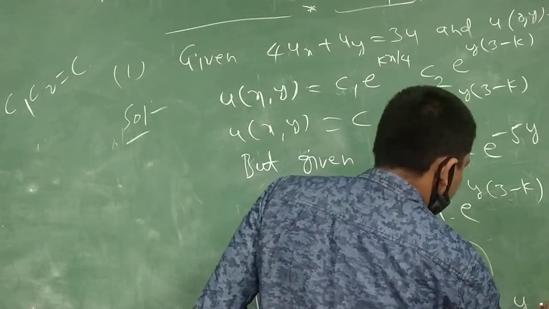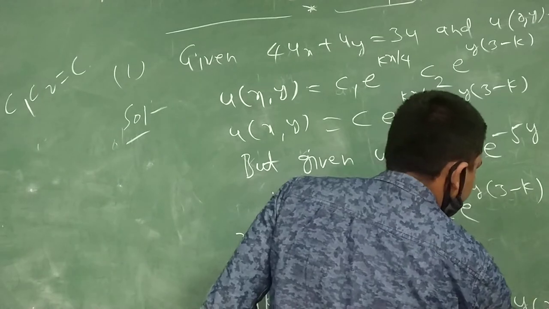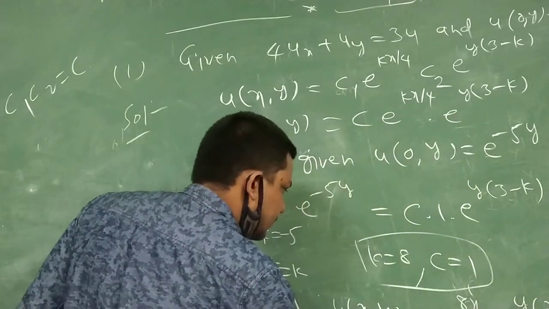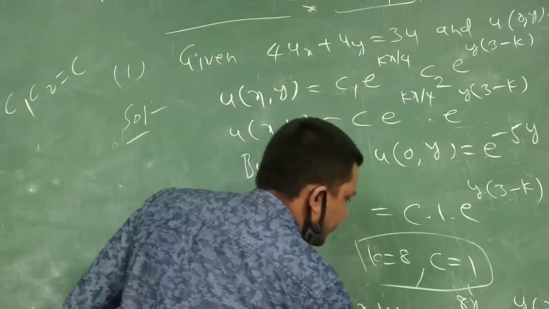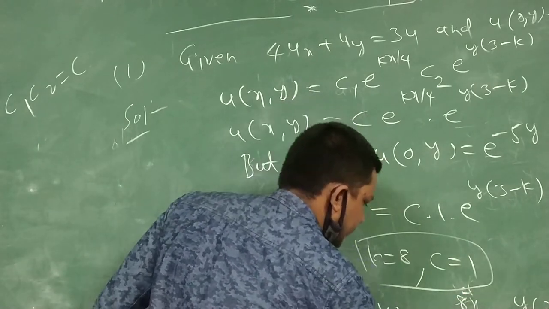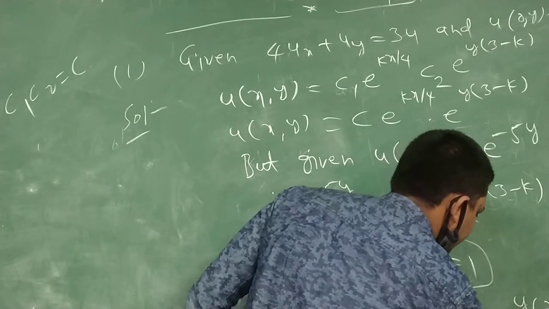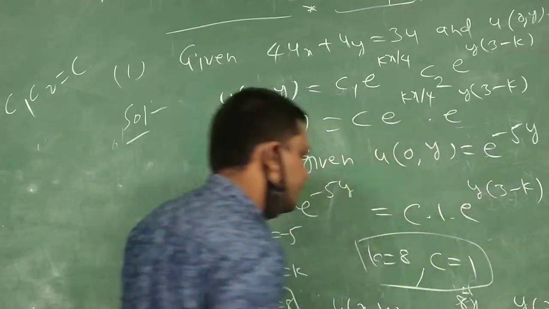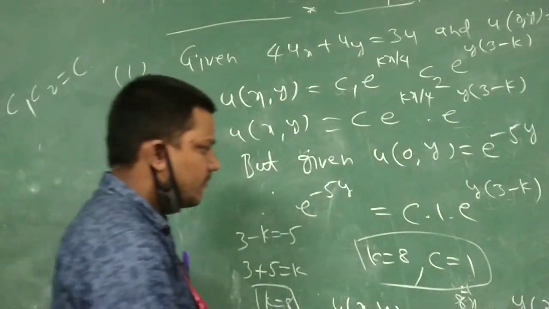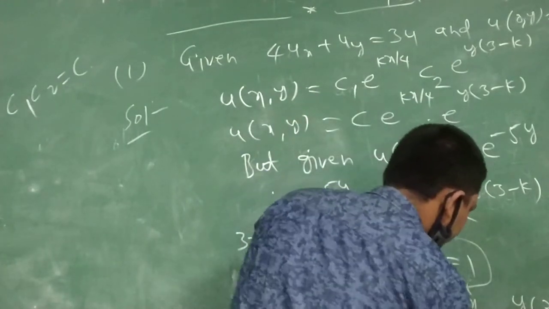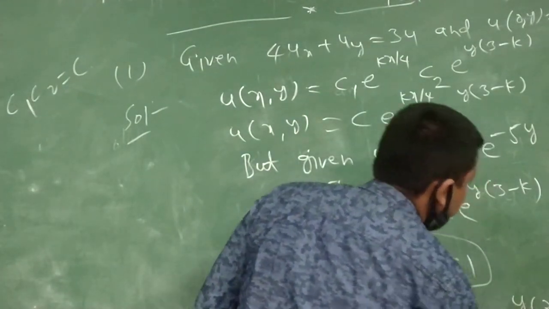here? y of 3 minus k. What is the k value here? 8. So here u of x comma y is e power 2x into e power 3y minus 8y. See here, what is 3 minus 8? We can get minus 5, which is e power minus 5y.